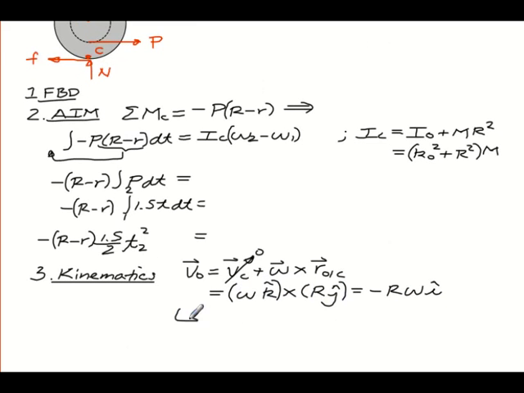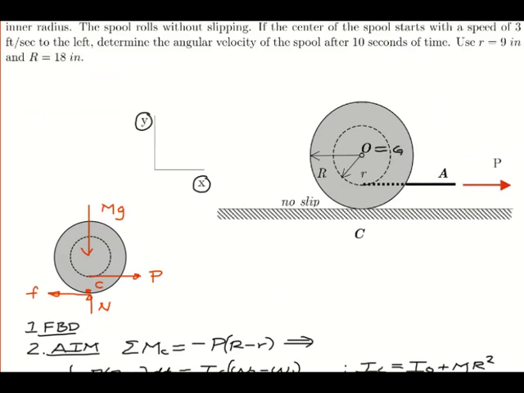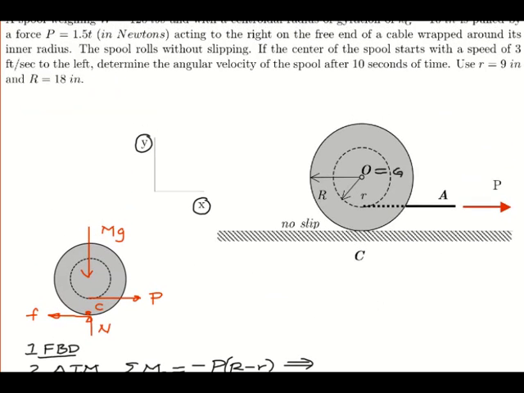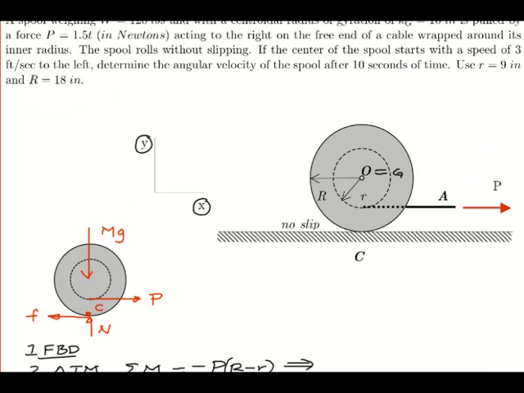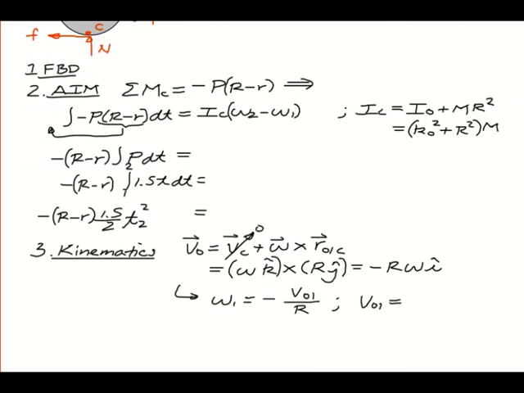So therefore, omega 1 is equal to the negative of VO1 divided by R. Keep in mind that since O is moving initially to the left, we need to put a minus 3 in for VO1. So this is going to be a plus 3 over R.